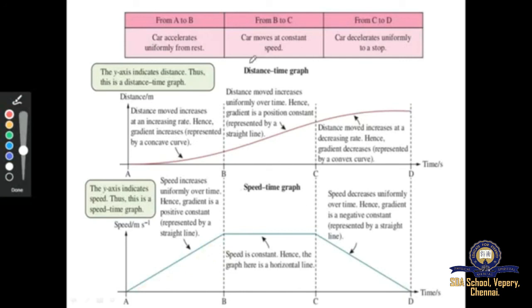Next, from B to C, car moves at constant speed. So speed is constant. Hence the graph here is a horizontal line. From C to D, car decelerates uniformly to a stop. So speed decreases uniformly over time. Hence gradient is a negative constant represented by a straight line. So this is the difference between the distance time graph and the speed time graph.